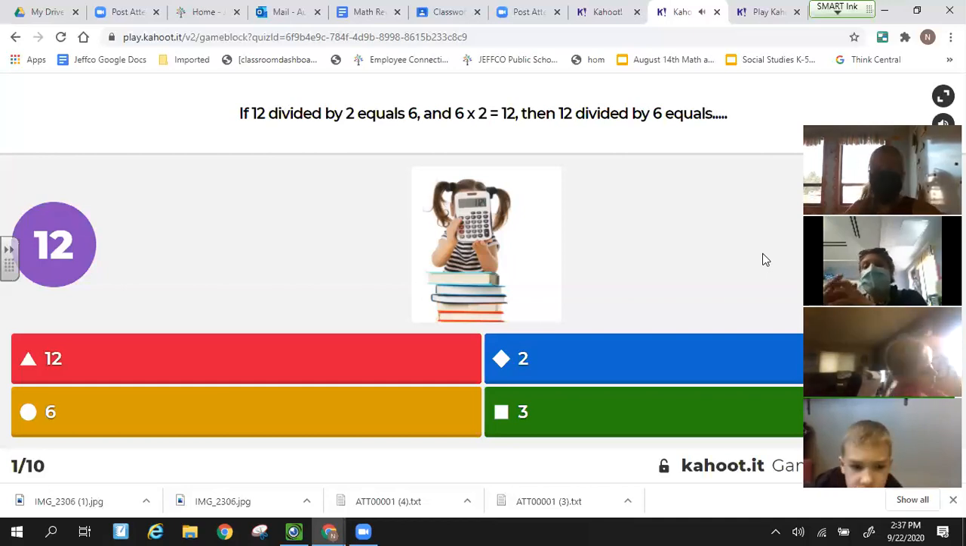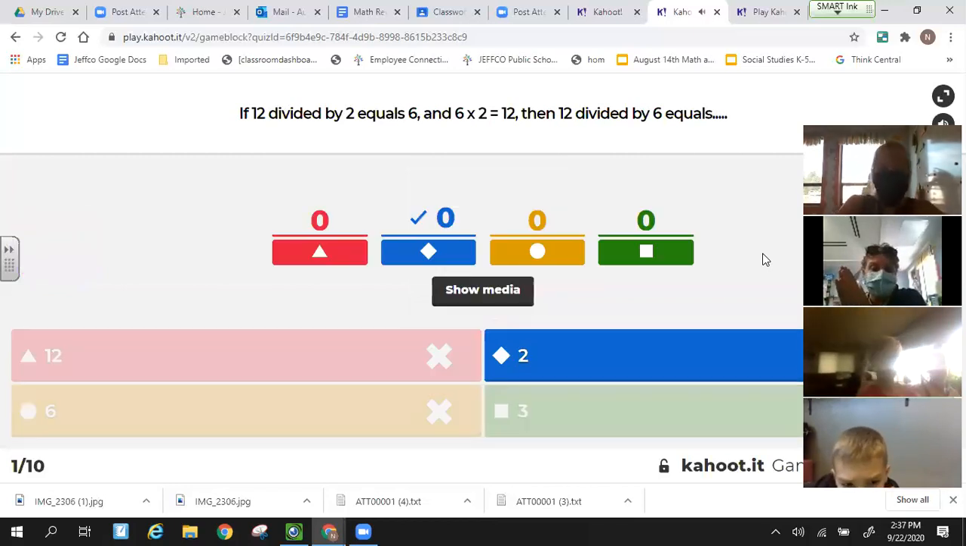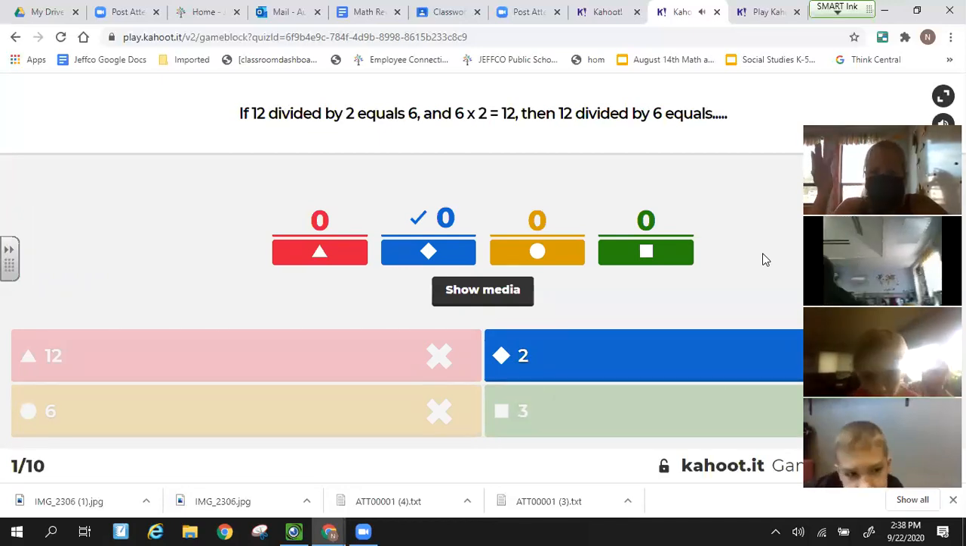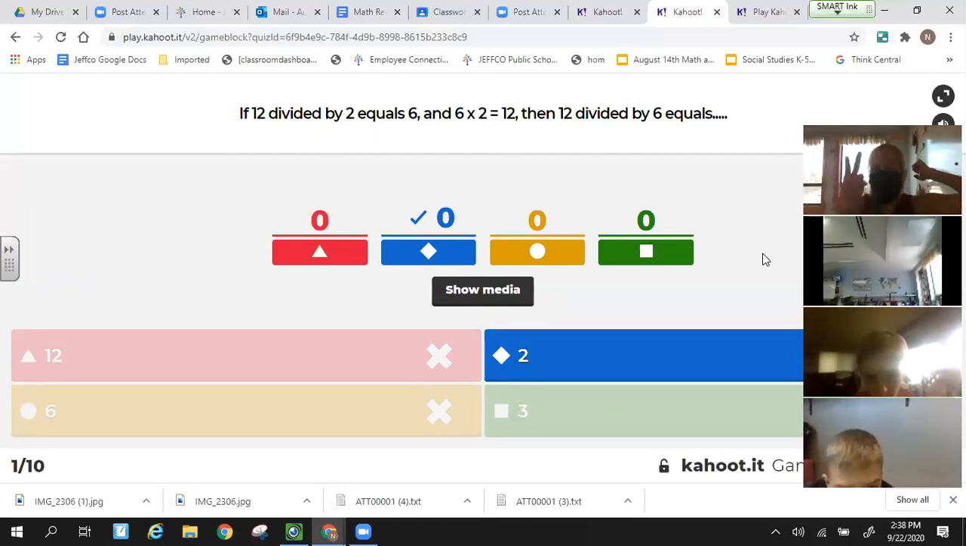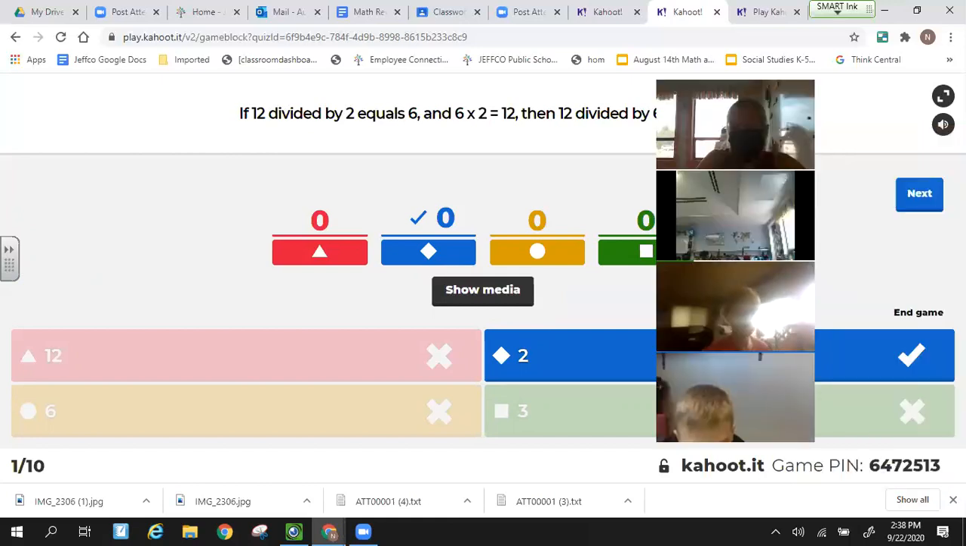I like that you did that, Abby. Gavin, we couldn't see yours. If you can hold it up again. Good job, Henry. Good job, Reese. All right. If 12 divided by 2 equals 6 and 6 times 2 is 12, then 12 divided by 6 must be 2, because they're related. Nicely done.